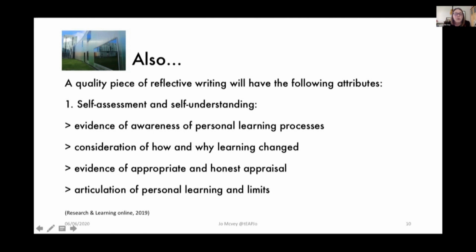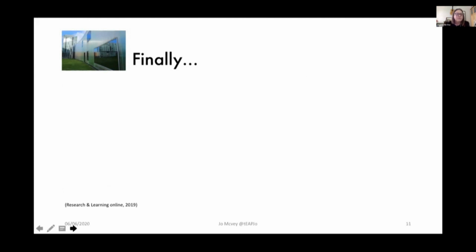Evidence of appropriate and honest appraisal, so that you're being honest with yourself as well as with the process. Be careful, because it doesn't always have to be negative. It can be positive, and should be. And your limits. This is also very common, particularly in dissertations, where you're looking at the limits of what you're trying to do. But yeah, it's all there.